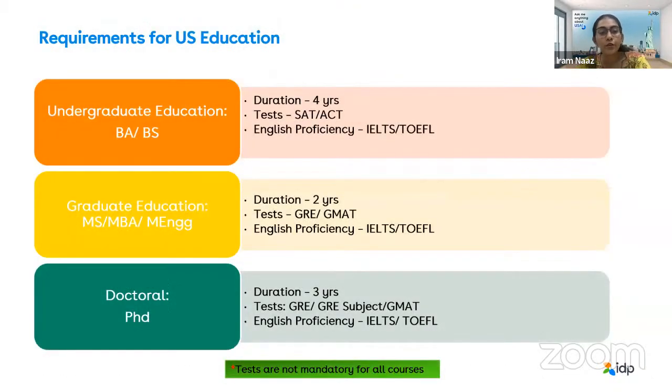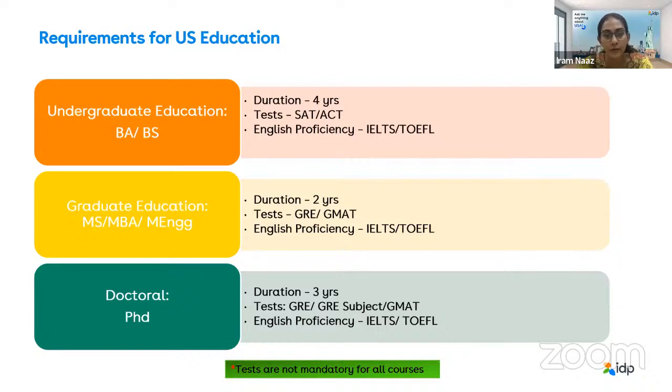So, requirements for USA education. If you're planning for an undergrad, then the duration is 4 years, and you need to take SAT or ACT, and English proficiency is IELTS, TOEFL, Duolingo, and for some universities, they'll accept PTE as well. What they are doing now is waiving off these SAT and ACT exams as well for some of the universities for the undergrads.